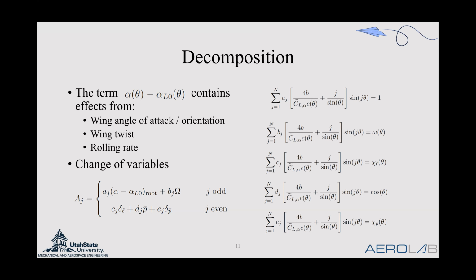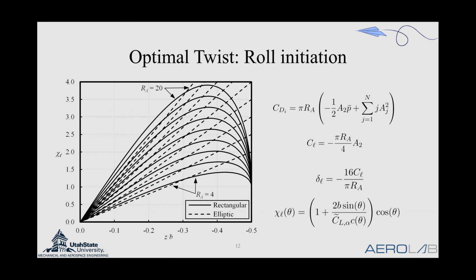So we could do this. That simplifies the analysis quite a bit, and it also helps us find optimal lift distributions. One of the goals of this project was to determine which lift distributions or twist distributions will minimize induced drag during a rolling maneuver. The first case we consider is roll initiation, which is when there is zero rolling rate, but there is a non-zero rolling moment.